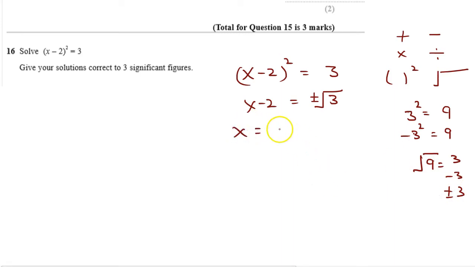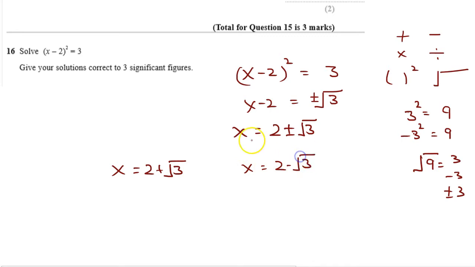So x will be 2 plus or minus root 3. So x is equal to 2 plus root 3 and x is equal to 2 minus root 3. Up to 3 significant figures, it will be 3.73 and x will be 0.268. So these are the values of x.